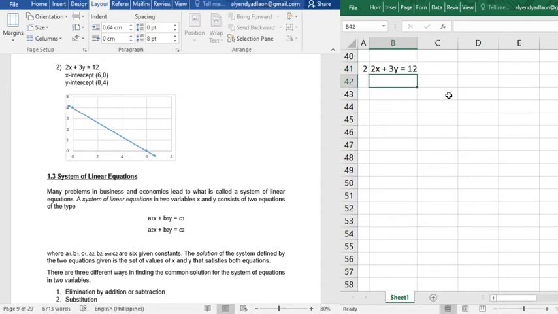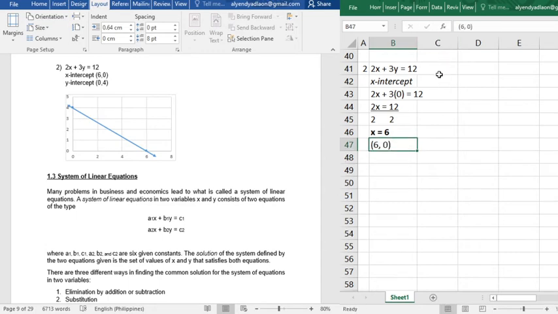How are we going to get the x-intercept? To get the x-intercept, we have 2x plus 3 times 0 equals 12. So 2x equals 12. Divide both sides by 2. And so we have x equals 6. So if y is 0, x is 6.